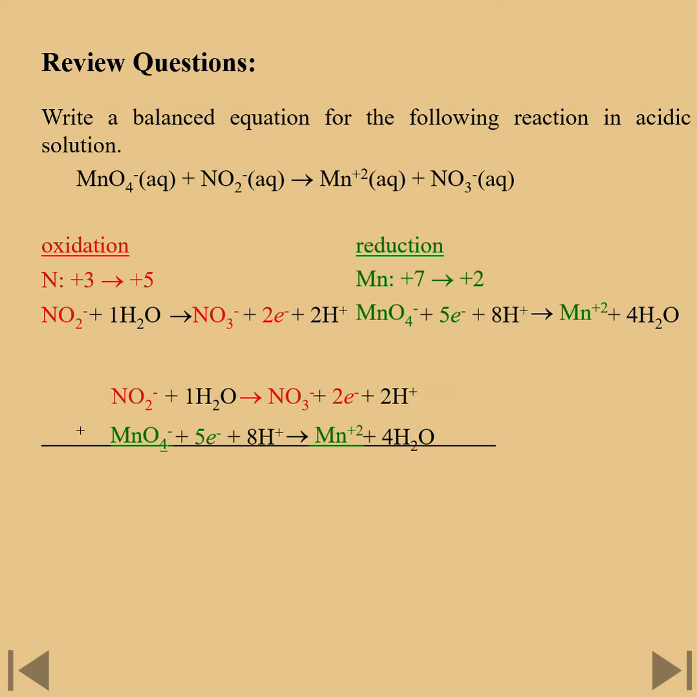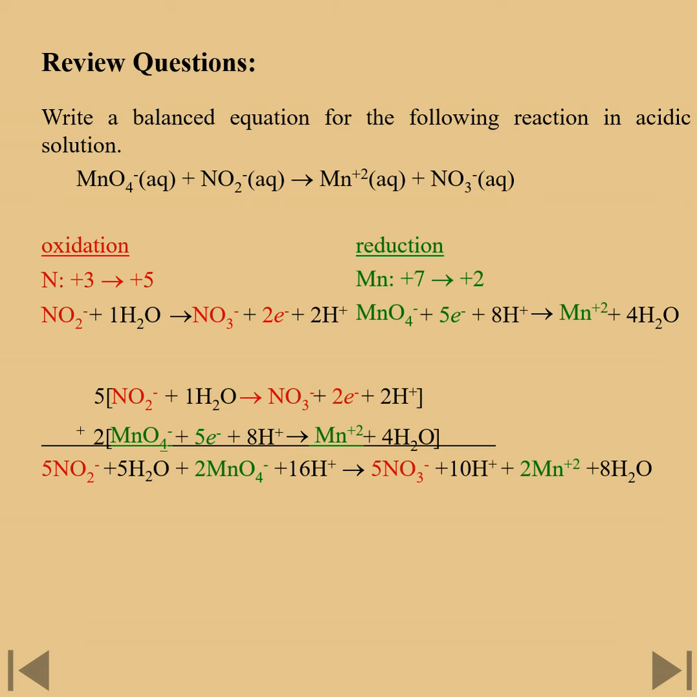Step 3 is to now add these two half reactions together so that the electrons cancel. In the first reaction, I have 2 electrons on the right, and in the second, 5 on the left. These need to be the same number, so the least common multiple says that number is 10. So I'm multiplying equation 1 by 5 and equation 2 by 2. That gives me 5 nitrites, 5 waters, 2 permanganates, and 16 hydrogen ions on the left, 5 nitrates, 10 hydrogen ions, 2 manganese 2 ions, and 8 waters on the right.